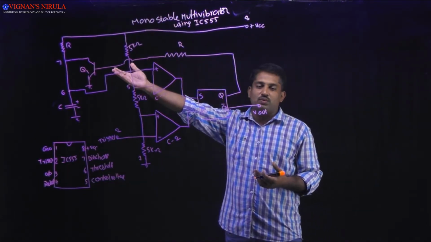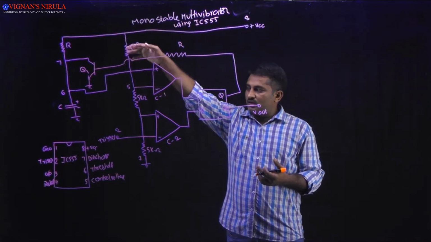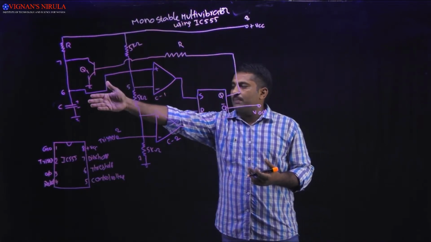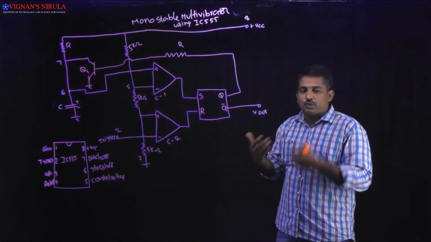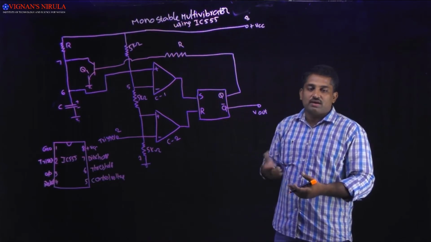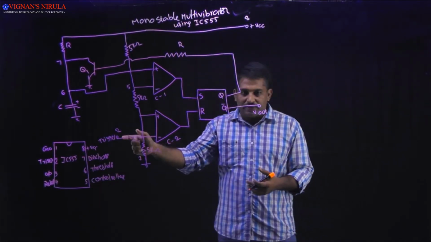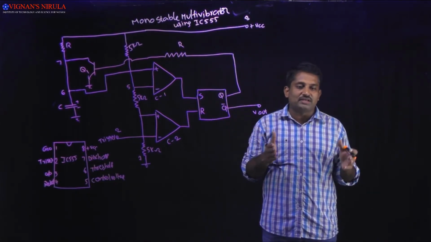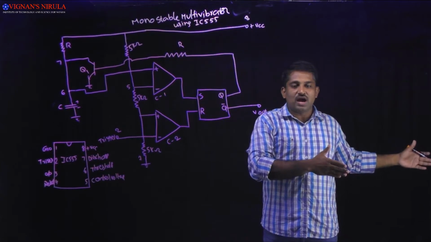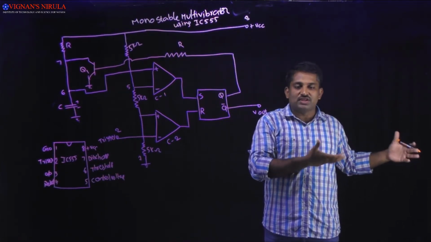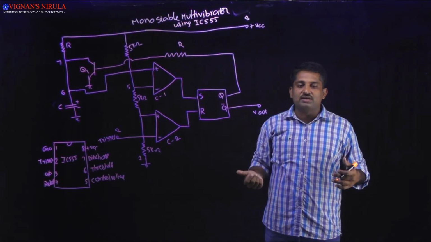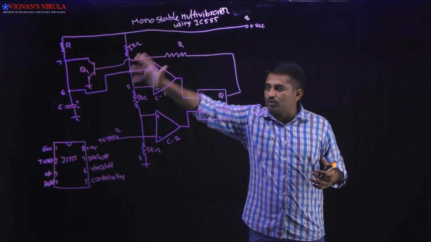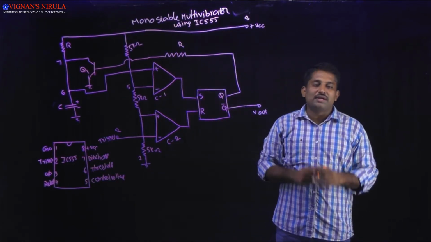When Q is equal to 1, Q1 drives into saturation, and immediately the capacitor is discharged, and this process repeats. But once you apply the trigger pulse, the output of the monostable multivibrator immediately generates a pulse width, and the duration of the pulse width depends upon the elements R and C. Now I think everyone will understand clearly the operation of the monostable multivibrator.